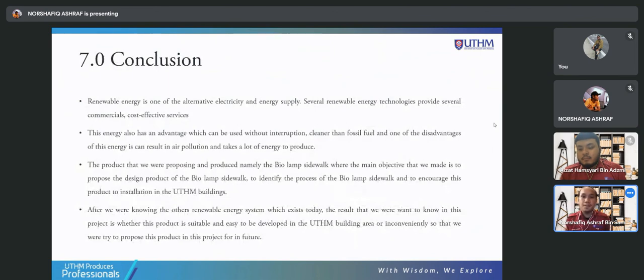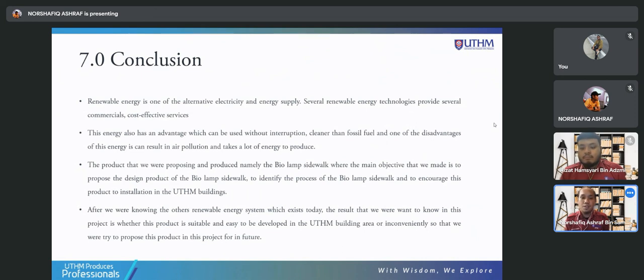So the conclusion for our project is that renewable energy is one of the alternative electricity and energy supplies. Several renewable energy technologies provide commercial, cost-effective service. This energy also has an advantage: it can be used without interruption and is cleaner than fossil fuel. One of the disadvantages of this energy is that it can result in air pollution and takes a lot of energy to produce.